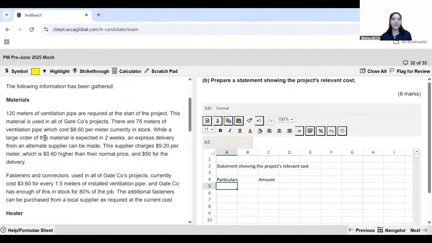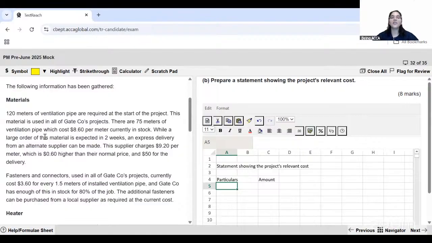With respect to materials, it's telling us 120 meters of ventilation pipe are required at the start of the project. This material is used in all of Gate Company's projects. There are 75 meters of ventilation pipes, which cost 8.6 per meter currently in stock. So this is something that we use in all of the projects. So if you are using something constantly in your business, what do we take as the relevant cost? It's the replacement cost.